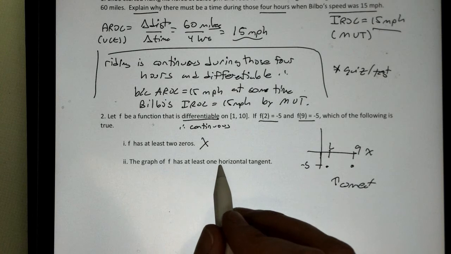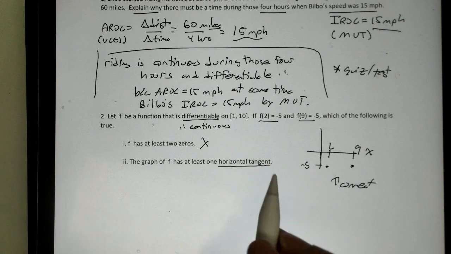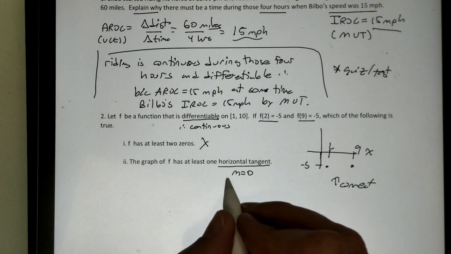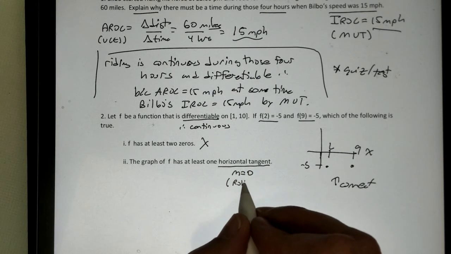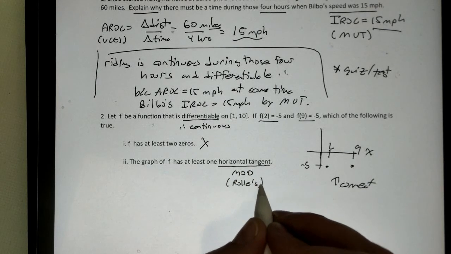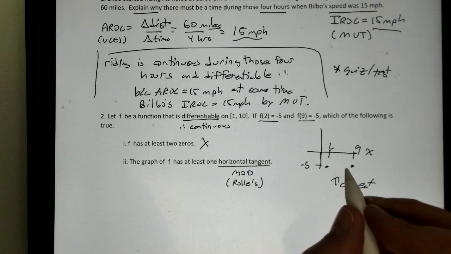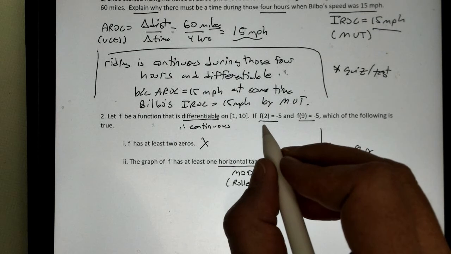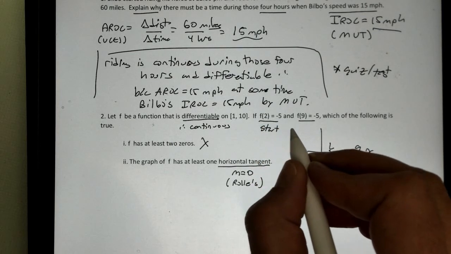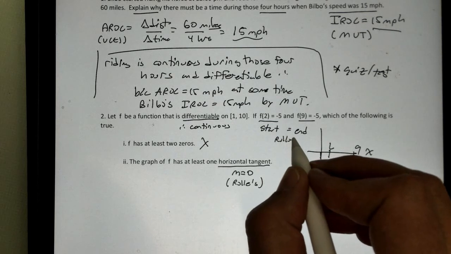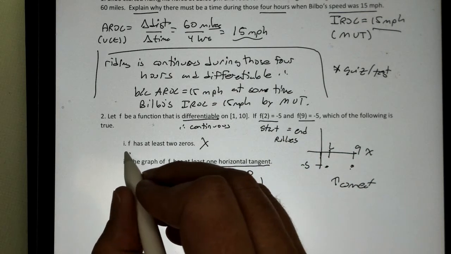The graph has at least one horizontal tangent. Well, we know what that means. A horizontal tangent is where the slope is 0. That sounds a lot like Rolle's theorem. And if we know this, we have the same values. I am starting and ending at the same value. That is Rolle's theorem. They're the same. So that one has to be true for us.